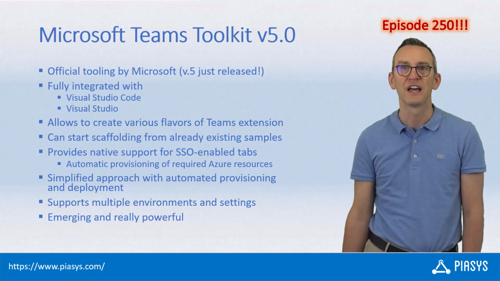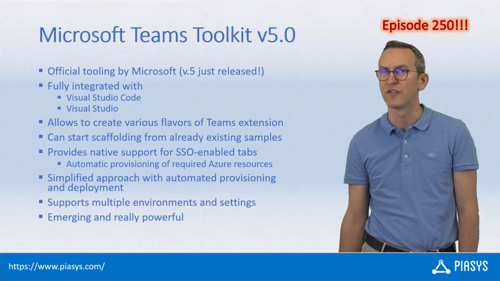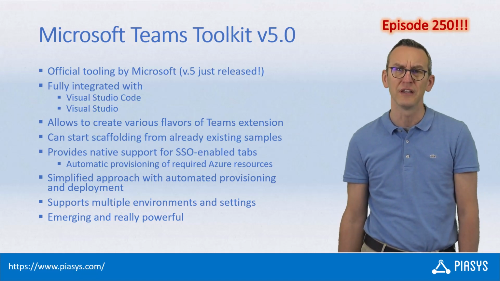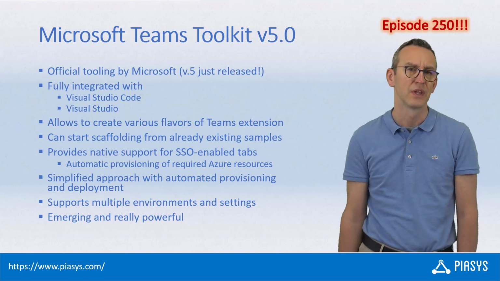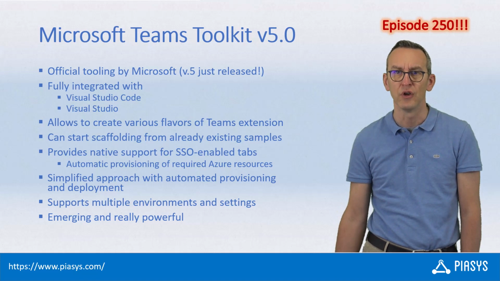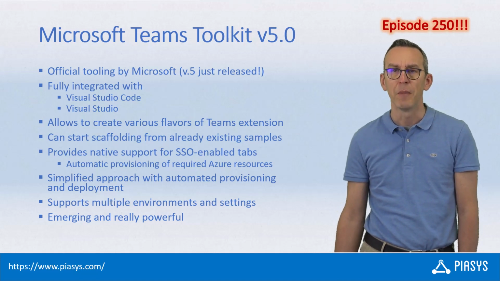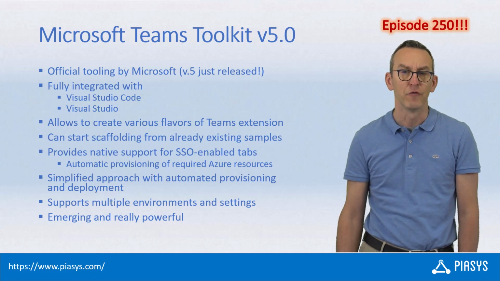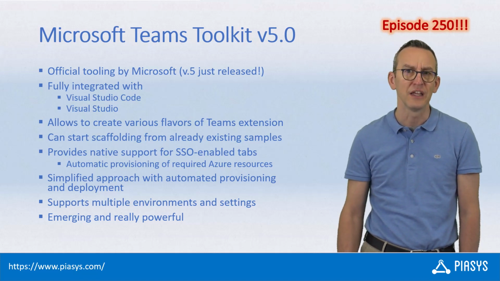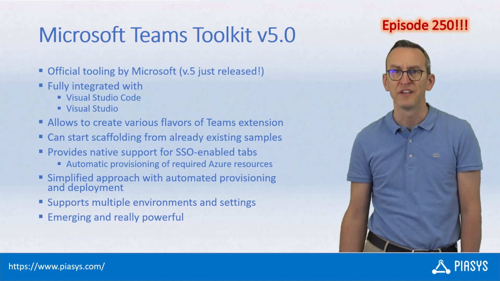Today I want to start a new series of episodes about the Microsoft Teams Toolkit and specifically about version 5 of the Teams Toolkit that Microsoft recently released. Teams Toolkit is an extension for Visual Studio Code and Visual Studio that you can use to create Microsoft Teams extensions. You can create custom configurable tabs, personal tabs or applications. You can create message extensions, both and stuff like that.